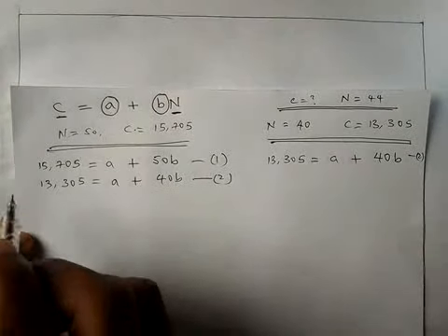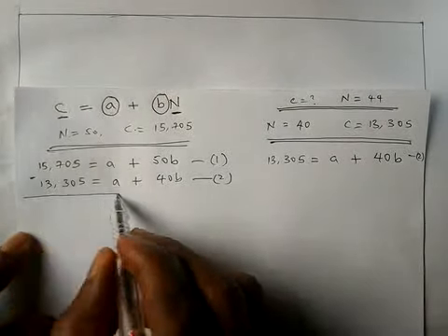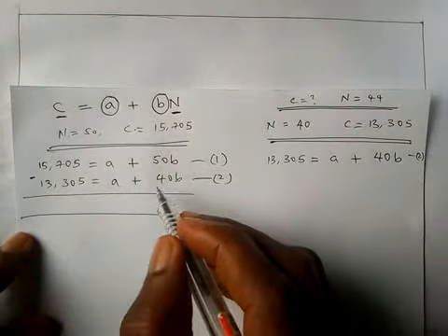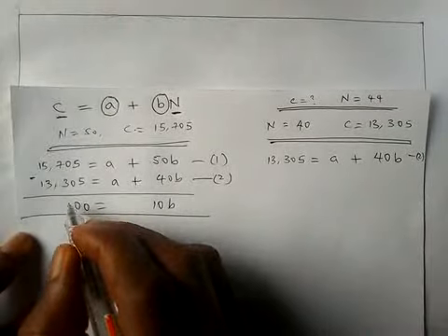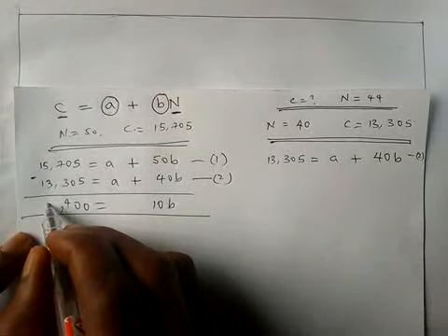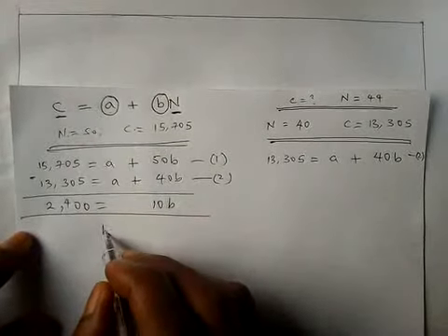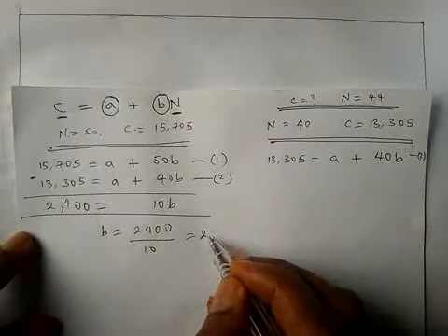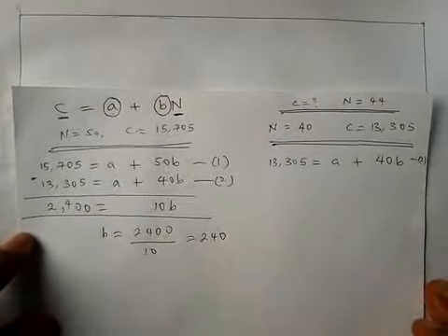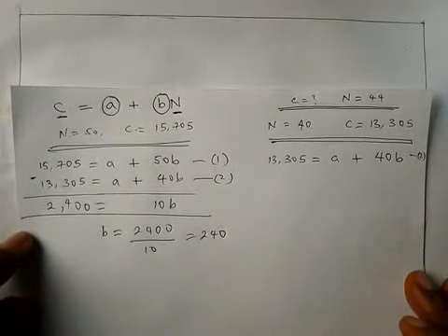It means if I subtract, A is going to cancel A and I'll be left with 10B is equal to 2,400. So B is equal to 2,400 over 10, and that is 240. So B is equal to 240.